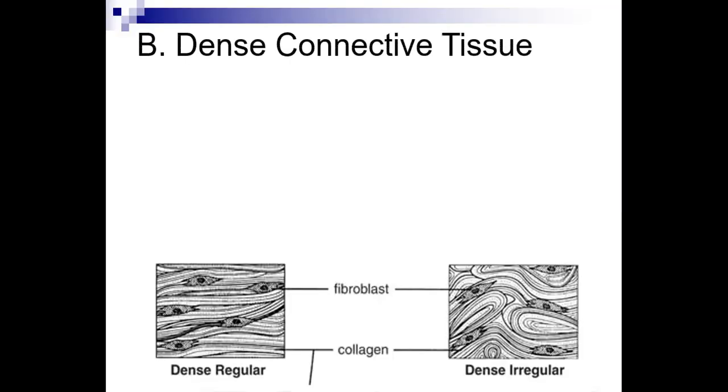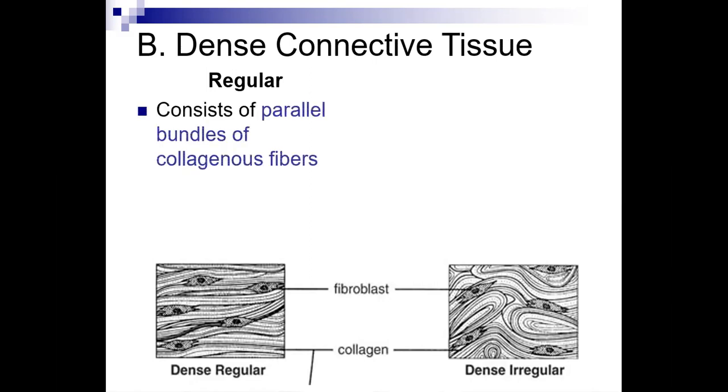Okay, let's move on to regular connective tissue. This is really, really fibrous. So how's the blood flow? Not a lot. This consists of parallel bundles of collagen fibers all going in the same direction. This is what your ligaments and tendons are made of. What do tendons connect? What to what? Anyone know? What do tendons connect? Bone to muscle. What do ligaments connect? Bone to bone.